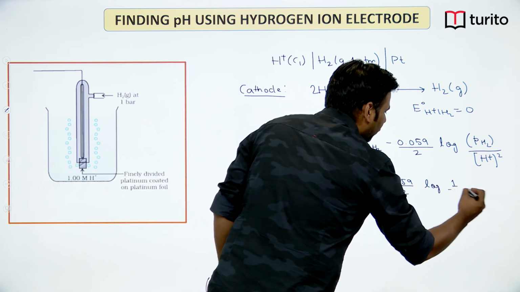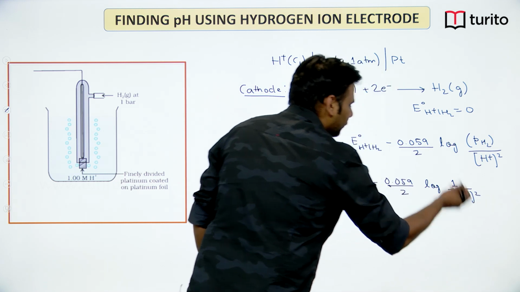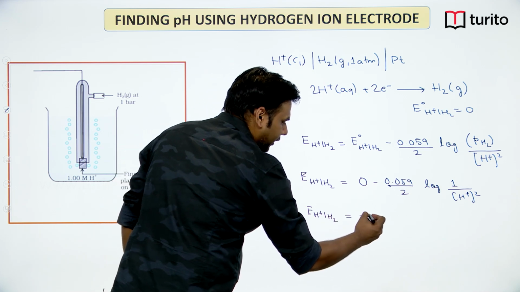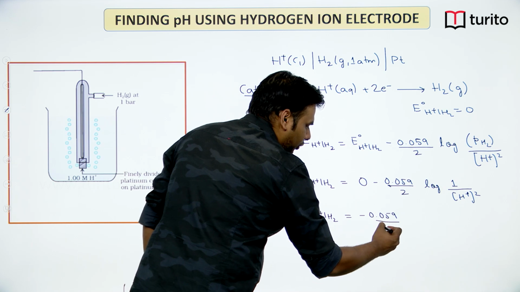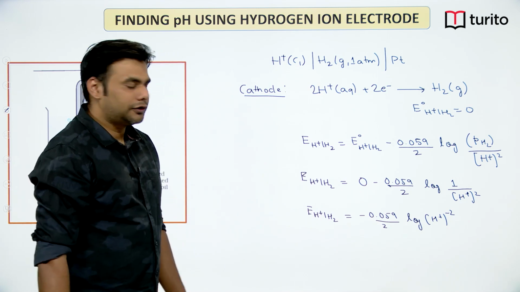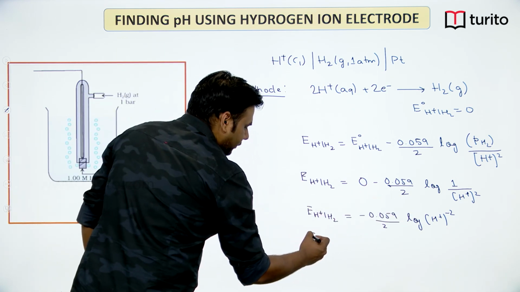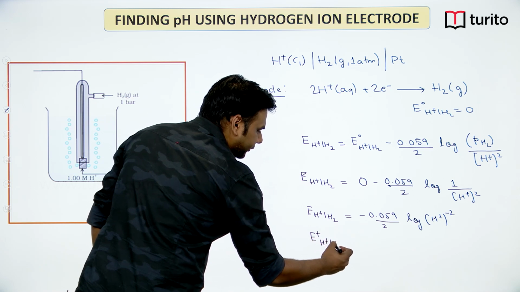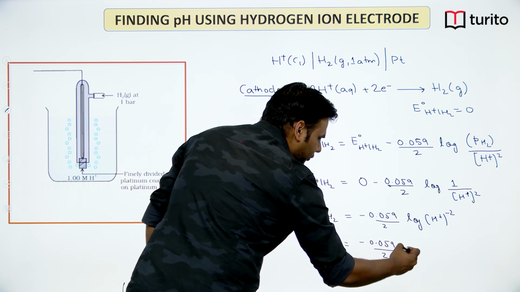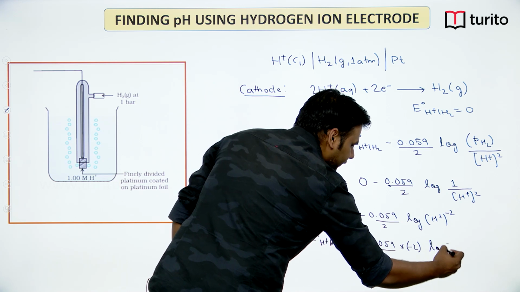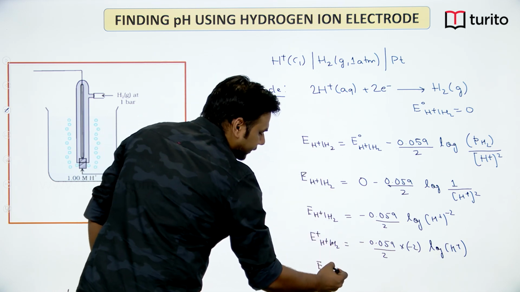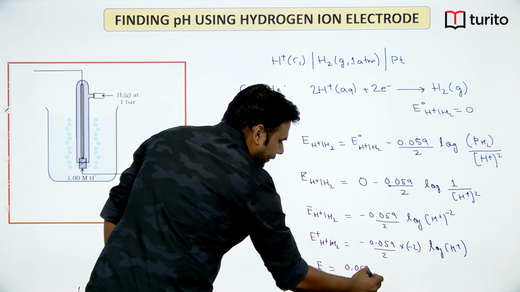So this would be log of 1 upon H plus raised to power 2. Okay, so we'll take this above. So this will become E of H plus changing into hydrogen would be equal to minus 0.059 upon 2 log of H plus raised to power minus 2. Okay, so we'll use the basic rule of logarithms. So this minus 2 will come outside. So this will become minus 0.059 upon 2 into minus 2 into log of H plus. So this 2 and 2 will cancel. So this will become E of this half cell is equal to 0.059 into log of H plus.